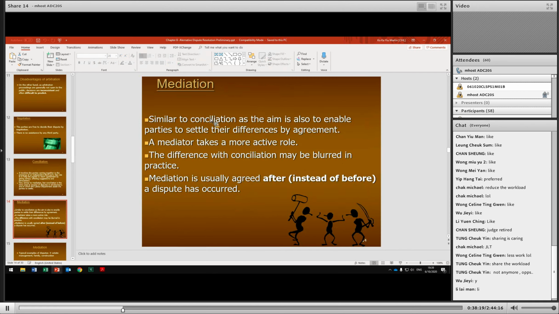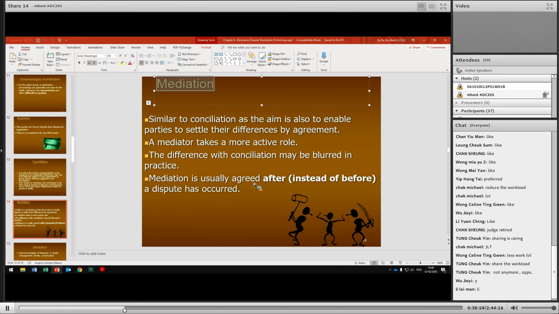Mediation is very similar to conciliation, as the aim is also to enable parties to settle their differences by agreement. But there may be a very minor difference. A mediator will take a more active role in helping the party to reach agreement. But the difference with conciliation may be blurred in practice. It means that it's not easy to point out the difference between mediation and conciliation. But usually, as we have mentioned before, nowadays not so many people will use the term conciliation. Most people will use the term mediation.